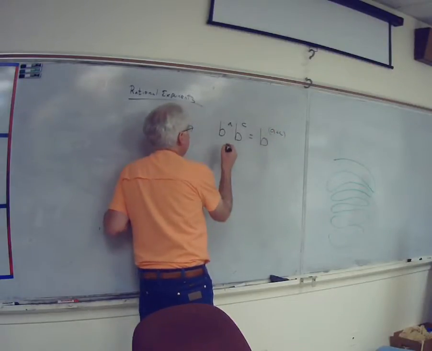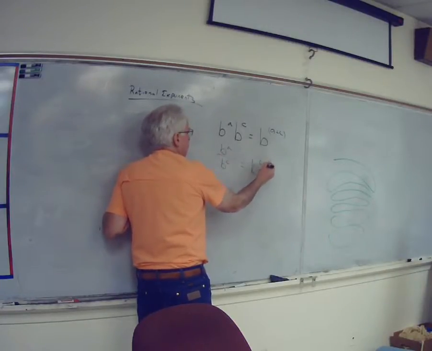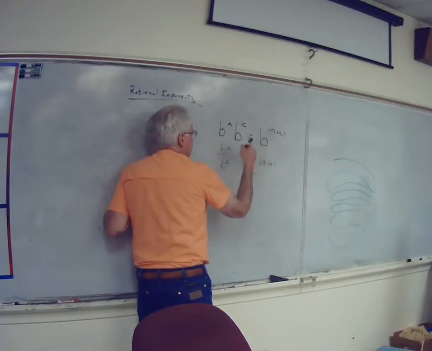And then similarly, if I had b to the a over b to the c, that's equal to b to the what? A minus c, because that's down there.